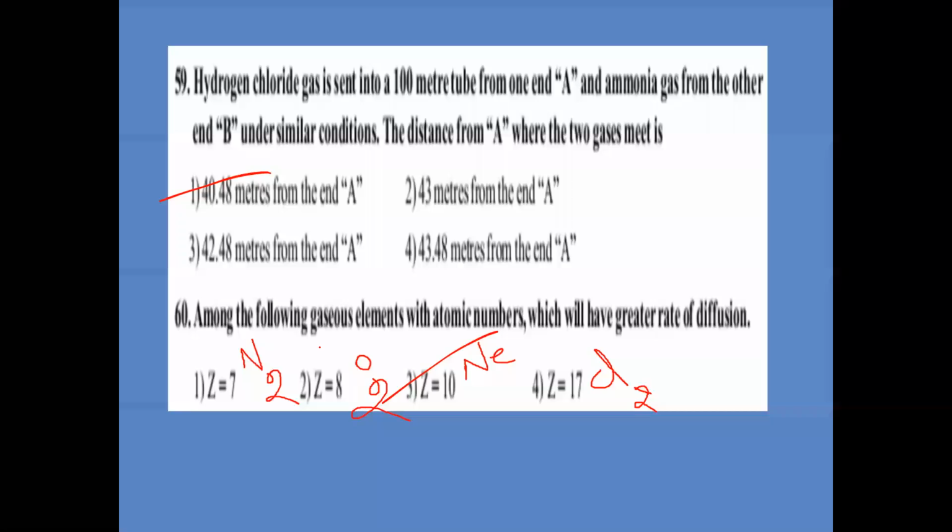So which will diffuse faster? Whichever has less molecular mass will diffuse faster. Here neon has only 20 gram atomic weight. That's why the less the weight, the greater the rate of diffusion.